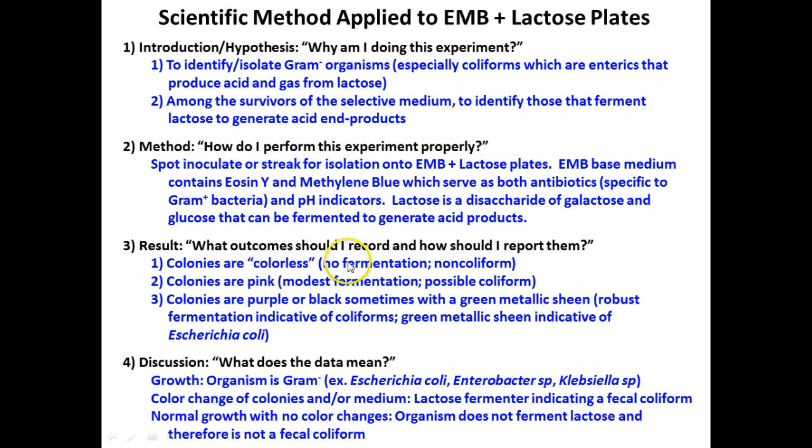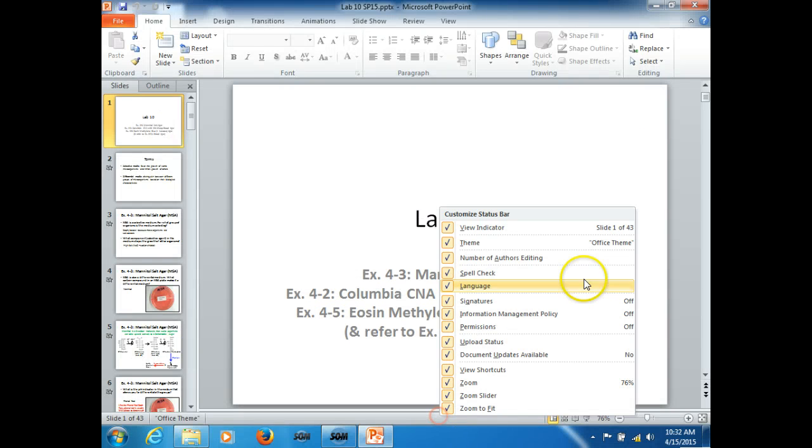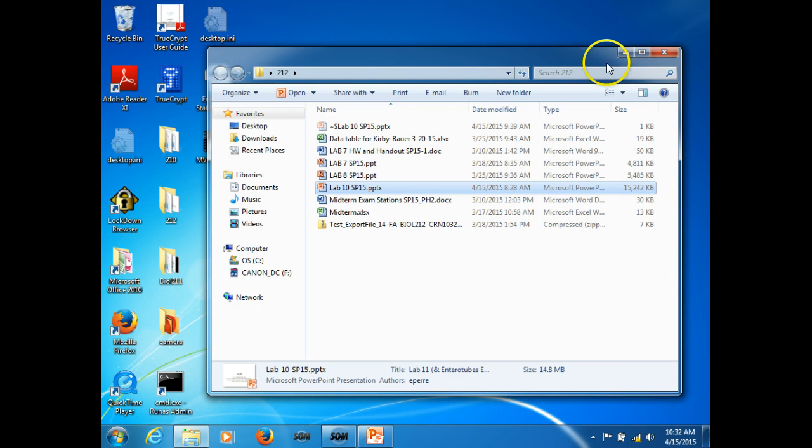If they're colorless, there's no fermentation. If they're pink, there's a little bit of fermentation. Purple, black, or sometimes that metallic green, really strong fermenter of the lactose, indicative usually of Escherichia coli. Other organisms, Enterobacter and Klebsiella species, are gram-negatives and will have some lactose fermentation as well. So let's see.